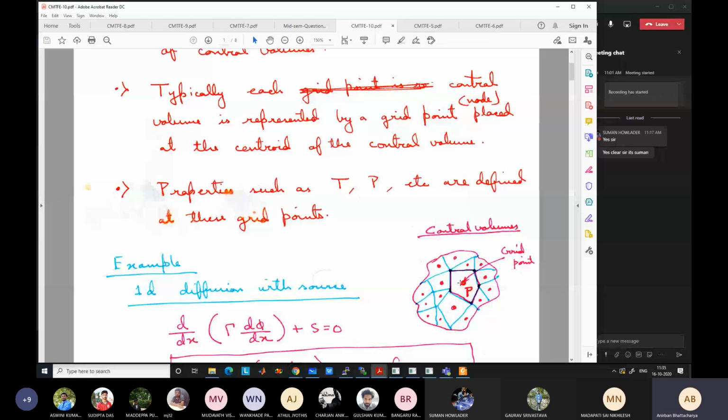Any of the properties, scalar quantities like temperature, pressure, density, are defined at these grid points and only at the grid points. So, for example, for this control volume, there is only a single value of temperature, which is defined at the grid point. So if I ask what the temperature is at some other point in the control volume, we cannot say.